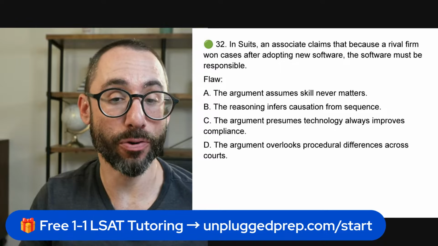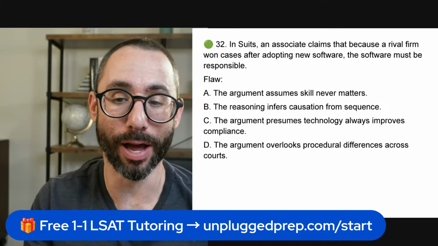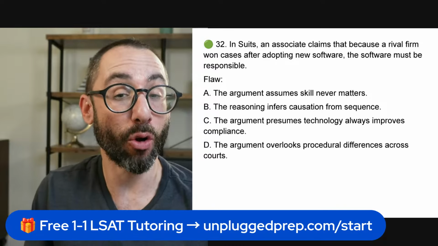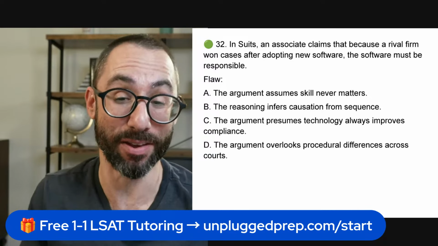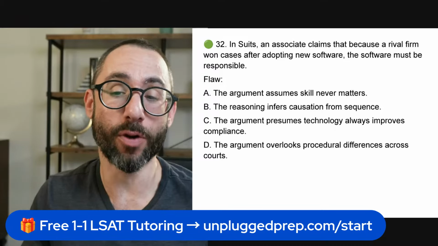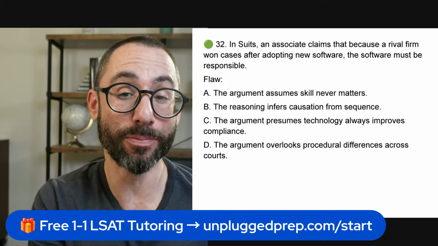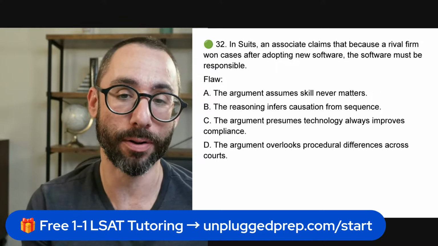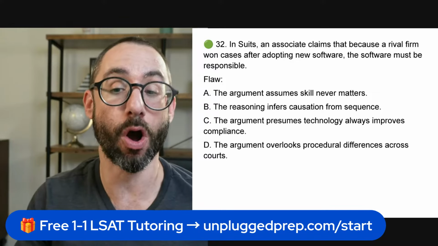I see a couple folks here chose C as in Charlie. Technology always improves compliance. But here's the thing. Are they saying tech always improves it? Or just that the tech was responsible in this case? C is accusing the argument of going far beyond what it actually was saying. The argument was just saying the software was responsible this particular time. It came before it, therefore it caused it. The software came first, then they won. Therefore, the software caused them to win.